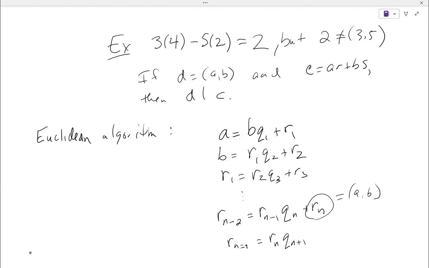And since Rn divides Rn, that's an Rn minus 1. Sorry, I got an extra line in there. This last statement says that Rn has to divide Rn minus 1. If it divides Rn and Rn minus 1, it has to divide Rn minus 2. Work your way back up, it has to divide A and B. So it has to divide both A and B, and it's also the biggest. So it really is your GCD. That's why it works.